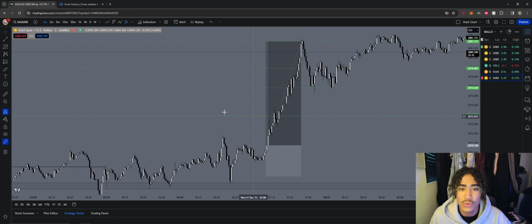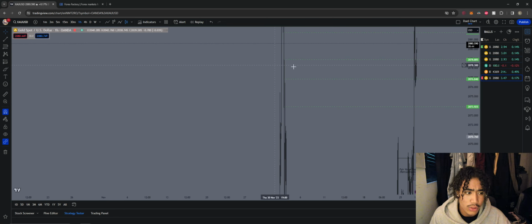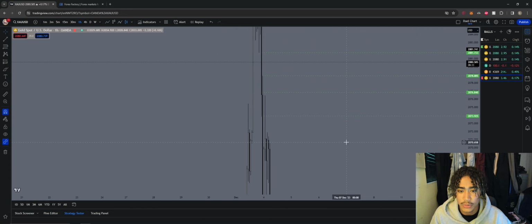Hit TP 1, 2, 3, and 4. I'll show you where the draws on liquidity were for TP. I scaled out my entire position at TP 3, but I told the Discord if they want to wait until TP 4 gets hit, they could wait.